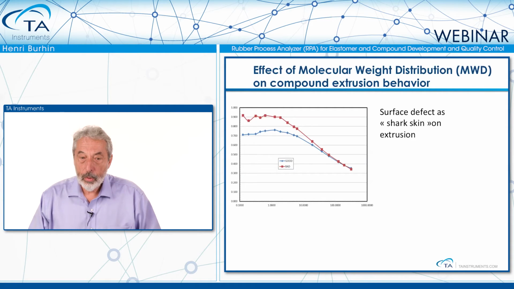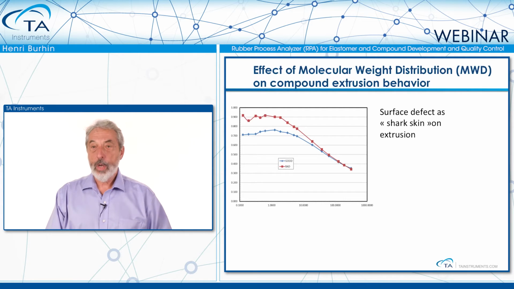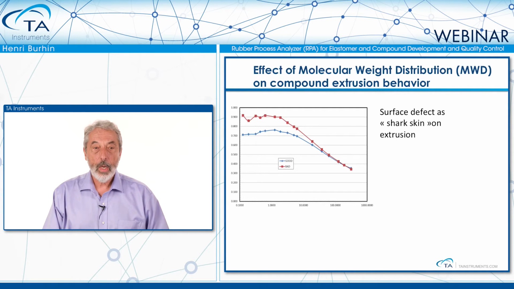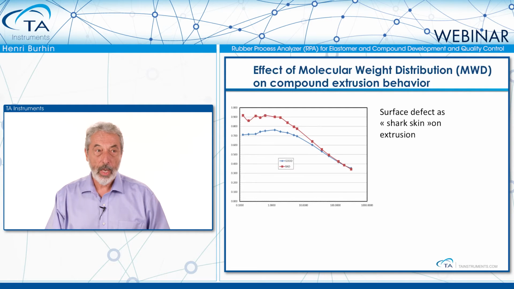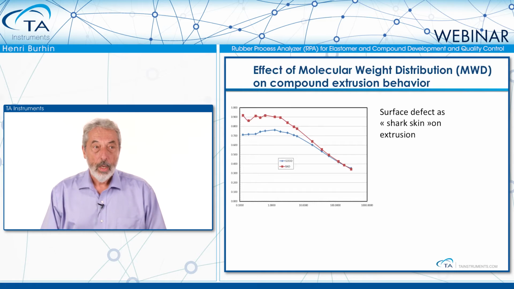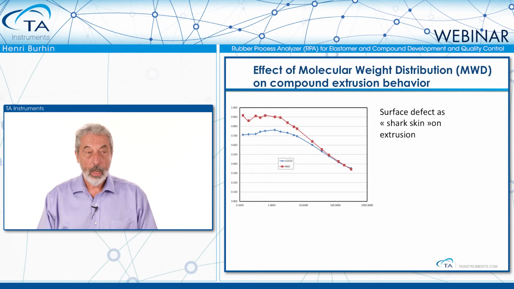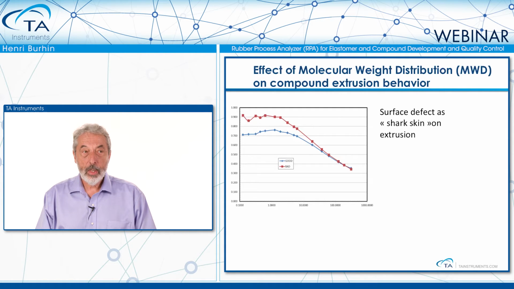So now I'm going to go through a series of case studies where we are going to link the polymer characteristic with the compound characteristic in processing. In this case, it's a precise extrusion process, and the problem in extrusion was surface defect, what is called shark skin.